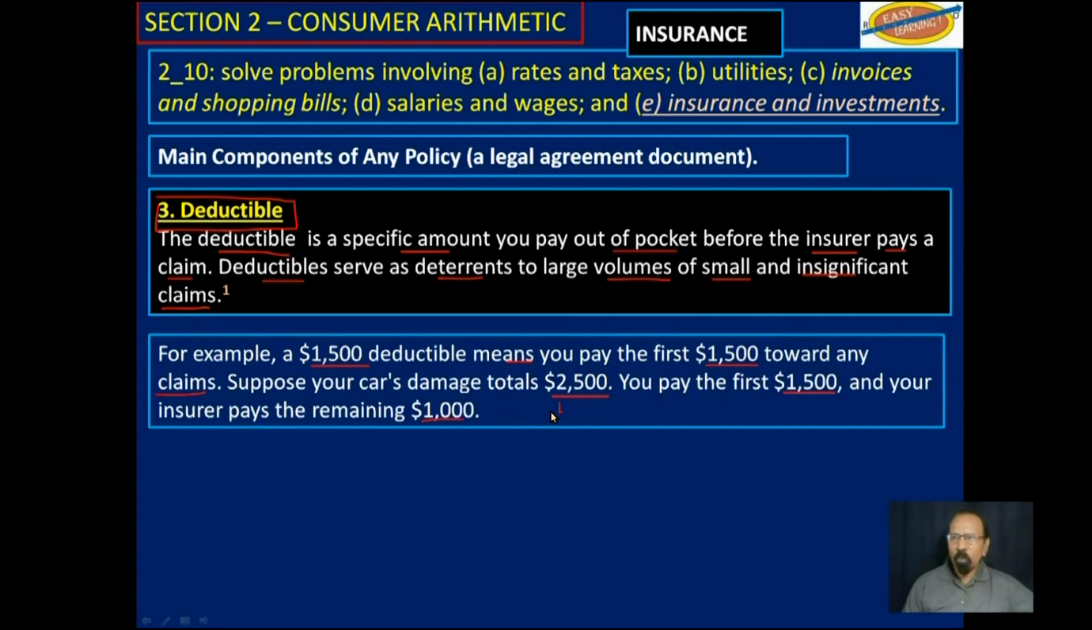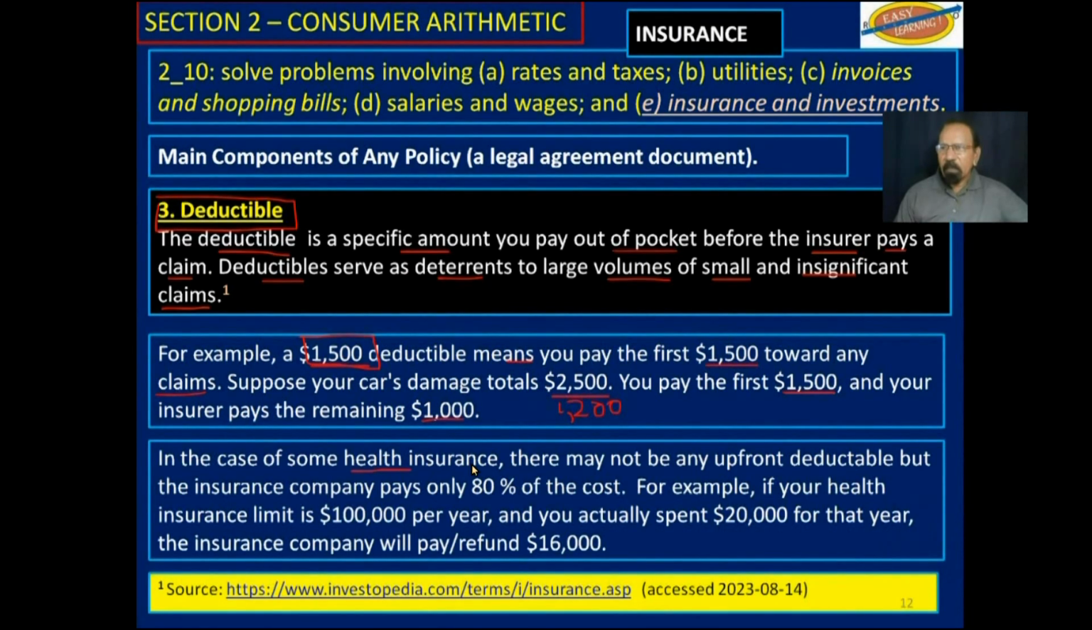Well, suppose it was $1,200. Then the insurer pays none because the deductible is $1,500. You pay the full $1,200. In the case of some health insurance, there may not be any upfront deductible, but the insurance company pays only 80% of the cost. For example, if your health insurance limit is $100,000 per year and you actually spent $20,000 for that year, the insurance company will pay or refund 80% of that, which is $16,000. So while there is not a deductible, they don't pay the full refund.